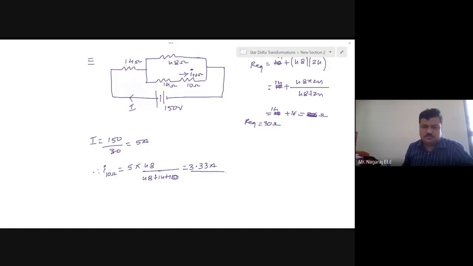So with this, we will end today's session. In the forthcoming classes, we will solve another 1 or 2 examples, few more examples on the same concept. Then we will end this transformation or circuit reduction. Then we will enter the circuit analysis.